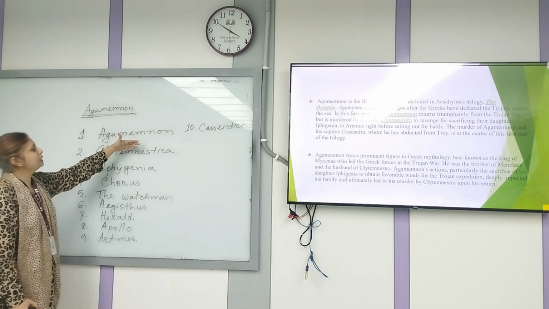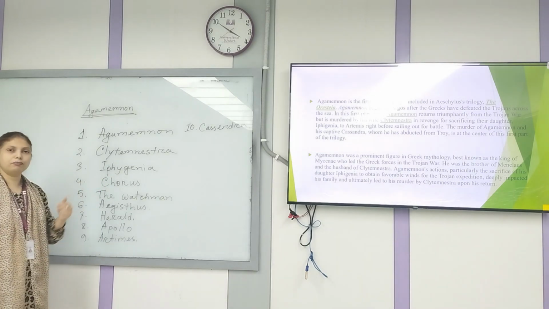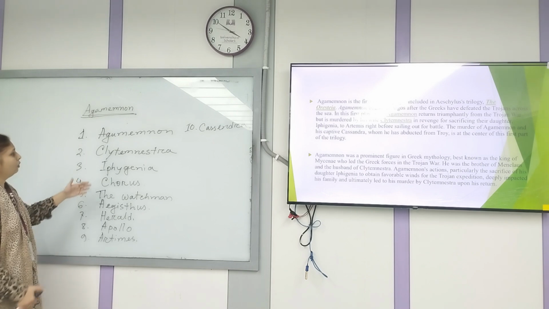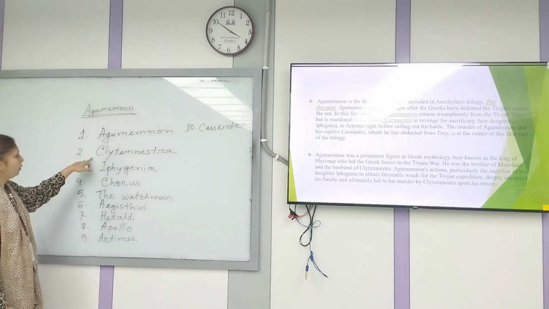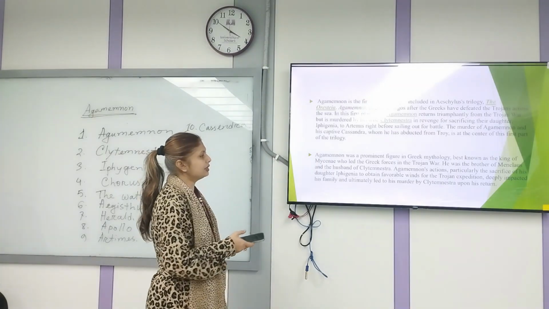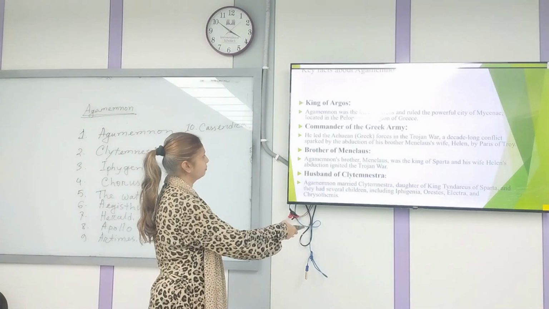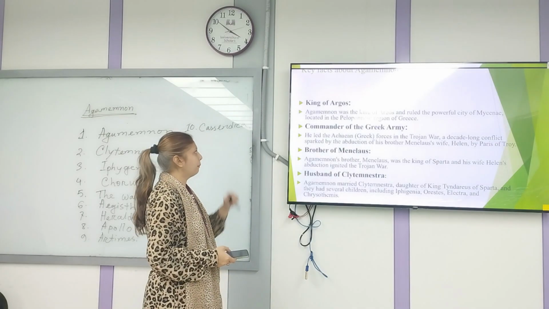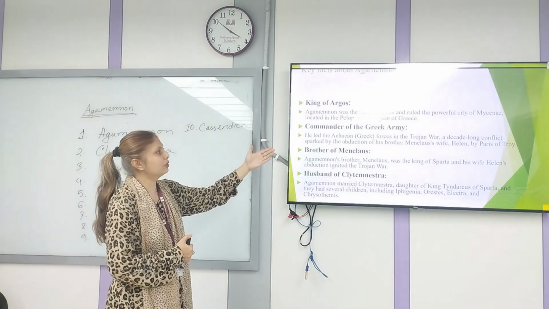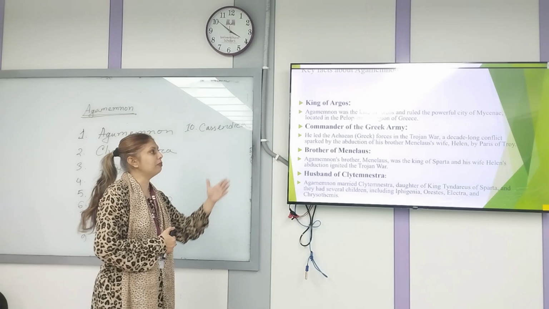Now we need to know who Agamemnon is. We know that Agamemnon was the king of Argos and the husband of Clytemnestra, brother of Menelaus, who ruled the city of Mycenae and led the Greek forces in the Trojan War. Key facts about Agamemnon. Here we can see that Agamemnon was the king of Argos and ruled the powerful city of Mycenae, located in the Peloponnese region of Greece. And he was the commander of the Greek armies.